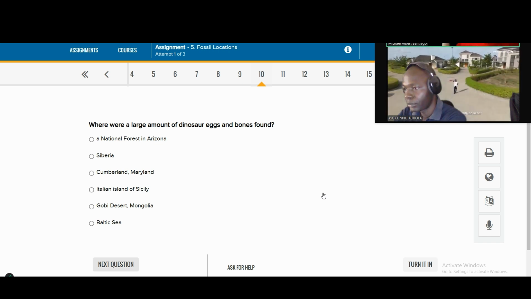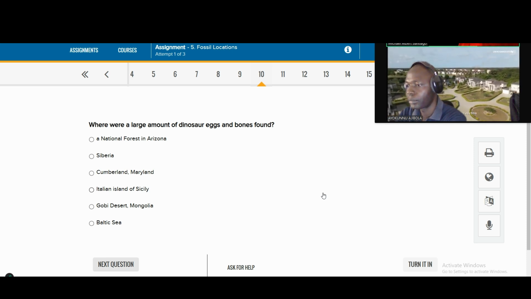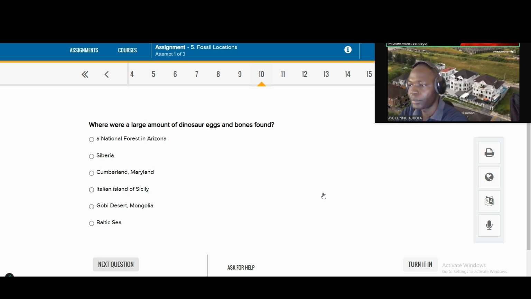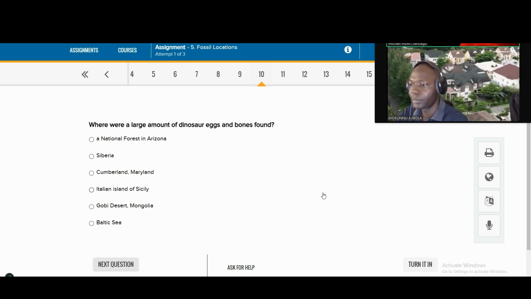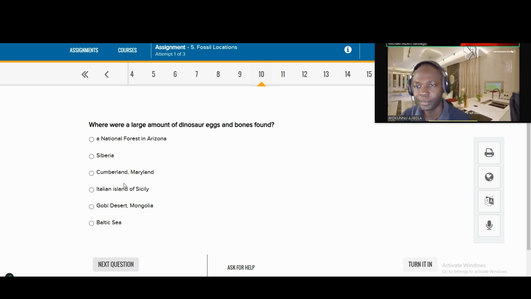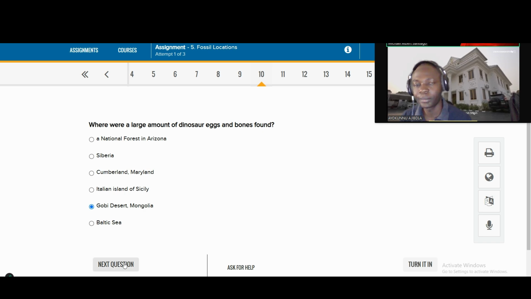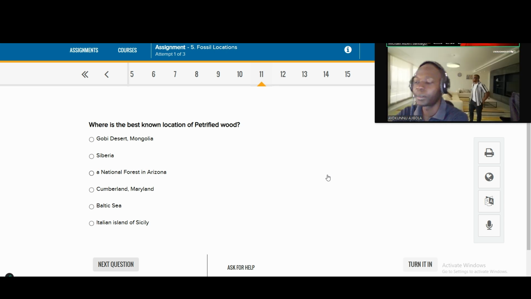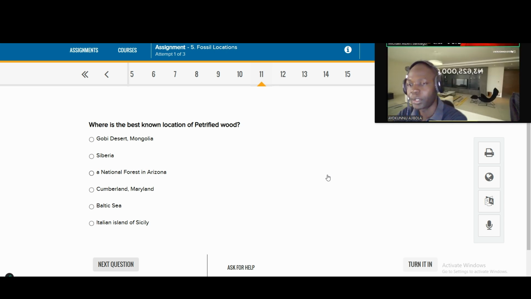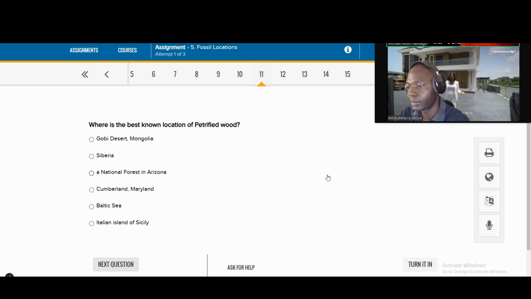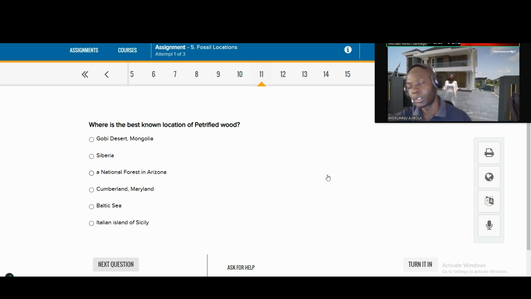What were a large amount of dinosaur eggs found from? It's Gobi Desert. Okay, Mongolia. Okay. So read the next one.